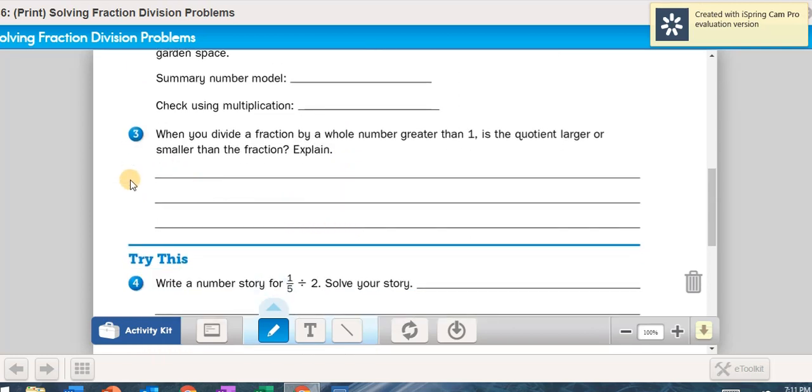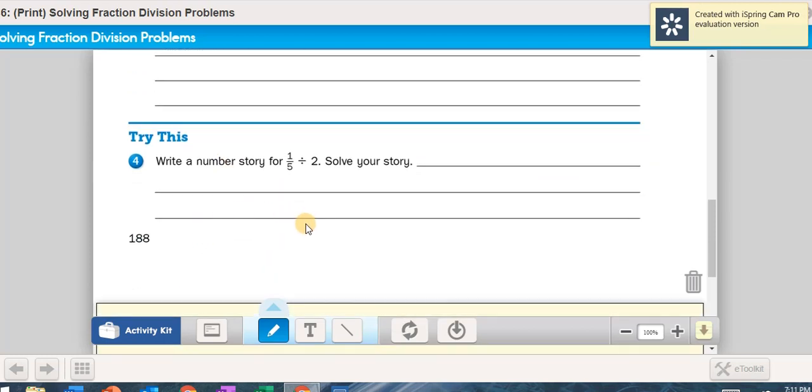Number 3 says when you divide a fraction by a whole number greater than 1, is the quotient larger or smaller than the fraction? Explain. And then here is to write a number story for 1/5 divided by 2, solve your story. So I can give you an example of one. If I said Miss Chesney and I have 1/5 of a cheesecake, how much of the cheesecake will each person get? Okay, so that's just a quick little example.